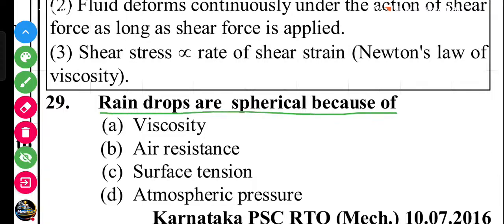Raindrops are spherical because of A. viscosity, B. air resistance, C. surface tension, D. atmospheric pressure. If you know the answer, comment the answer in the chat box. C is the answer, surface tension.